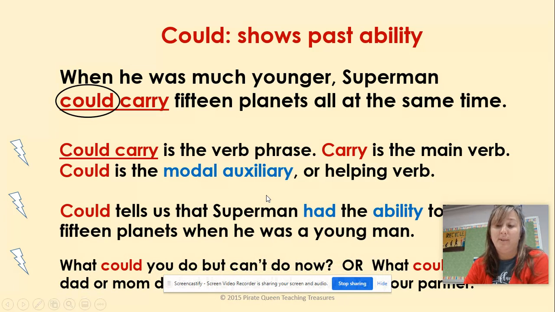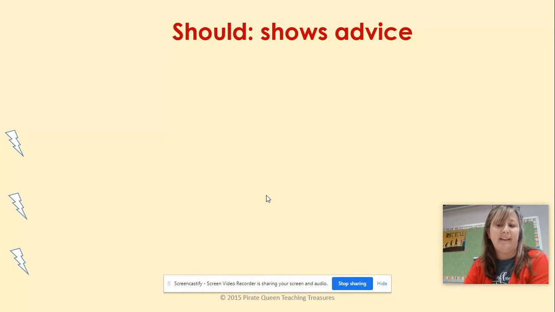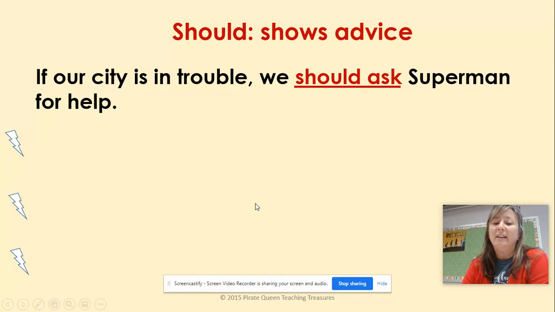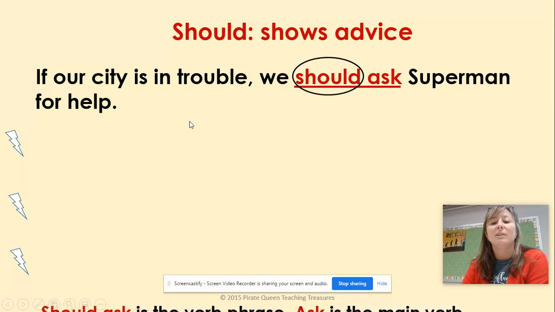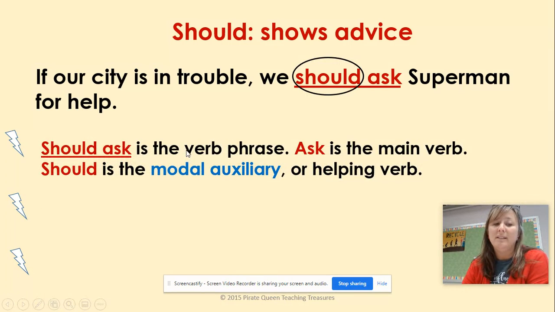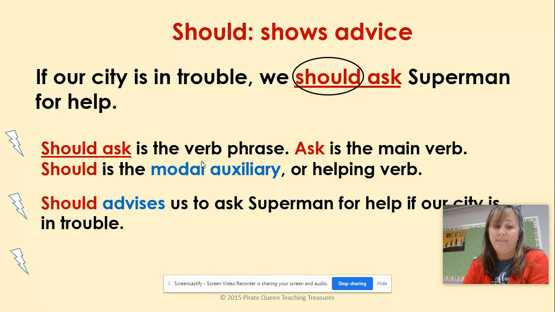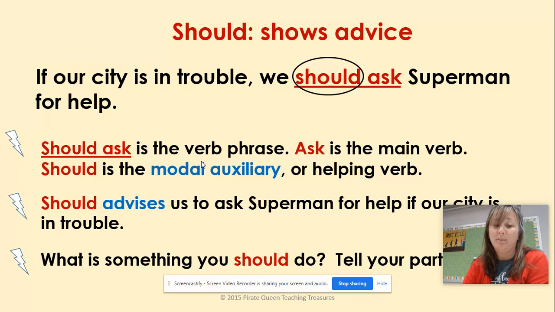So what could you do, but you can't do it now? Think about that. Should is our next one. This one shows advice. If our city is in trouble, we should ask Superman for help. So this is advice. So should is our modal auxiliary. Should ask is our verb phrase. Ask is the main verb. So should advises us to ask Superman for help if our city is in trouble.